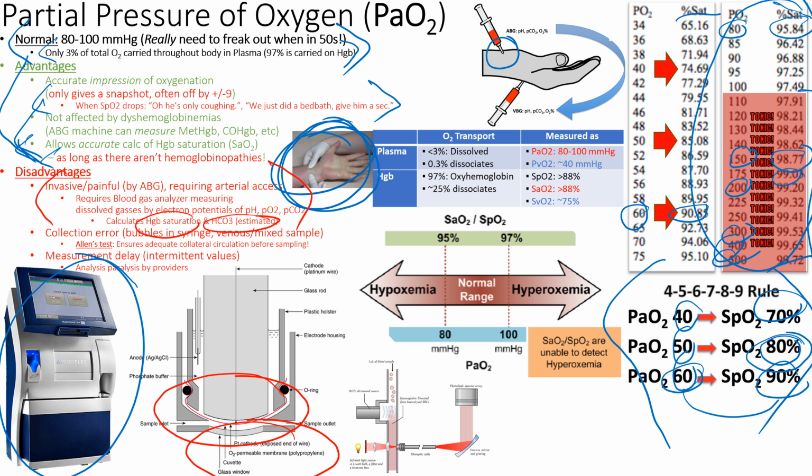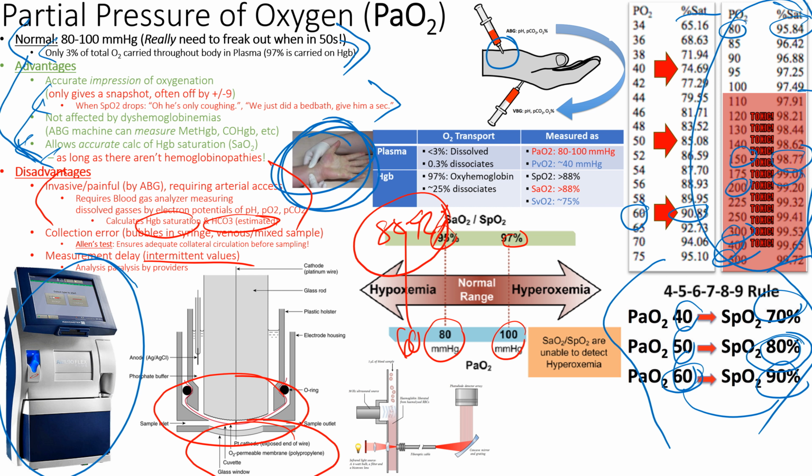Okay, and again, it is intermittent, so you gotta assess what's going on at the time, and you can't trend it as well as you could like a saturation. Okay, so again, normal sats should be where? About 80 to 92%, right? Over here. And again, if you use the 4, 5, 6, 7, 8, 9 rule, a PO2 of 60 should be a saturation of about 90% right here, right? So PO2 of 80 to 100, yeah, that's 95, 97%, but that's the danger zone, right?